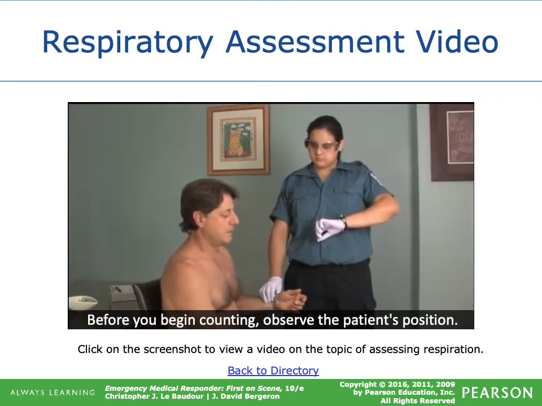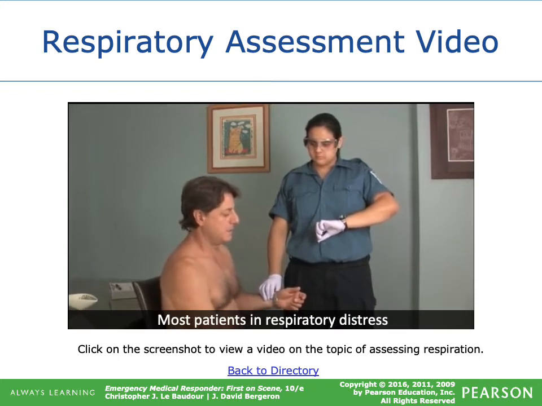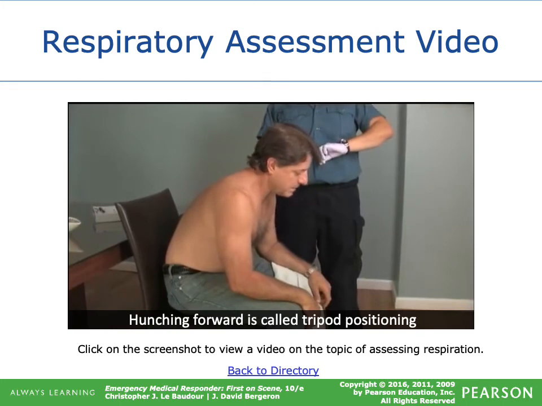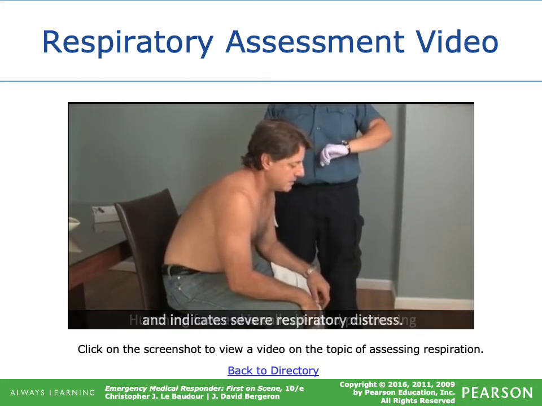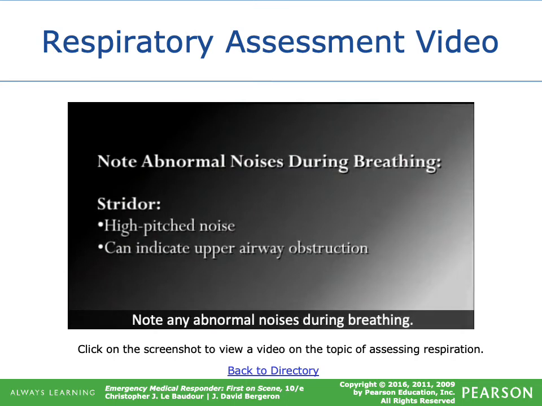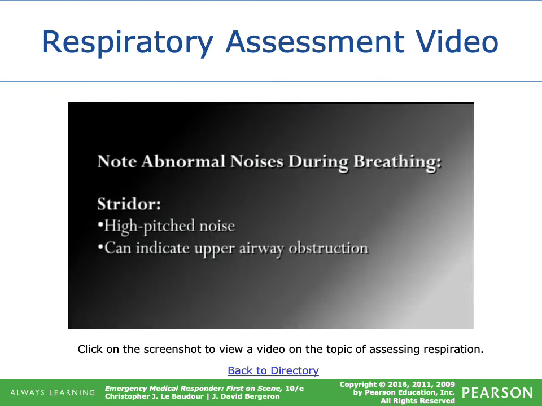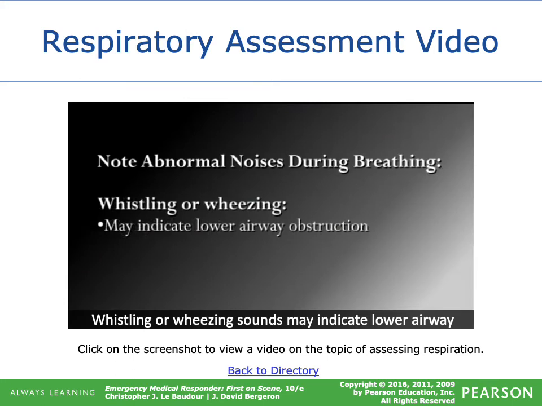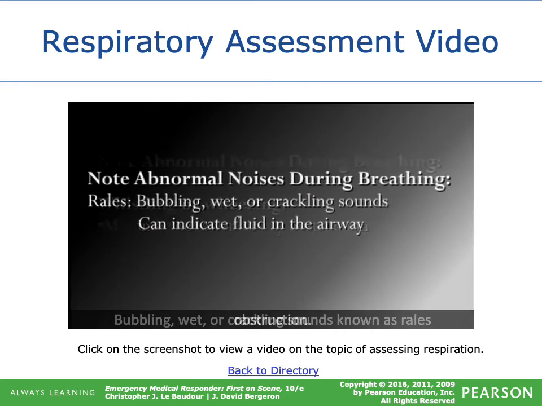Now let's examine the steps in measuring respiration. Look for the presence of breathing by watching for chest rise and fall. If you have just finished measuring heart rate, continue holding the wrist so that the patient is unaware you have moved on to assessment of respiration. Before you begin counting, observe the patient's position. Most patients in respiratory distress prefer to be seated upright or standing. Hunching forward is called tripod positioning and indicates severe respiratory distress.